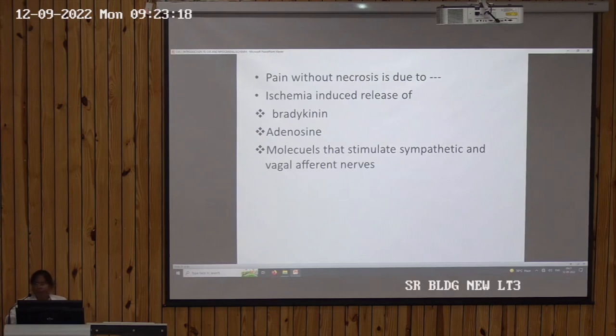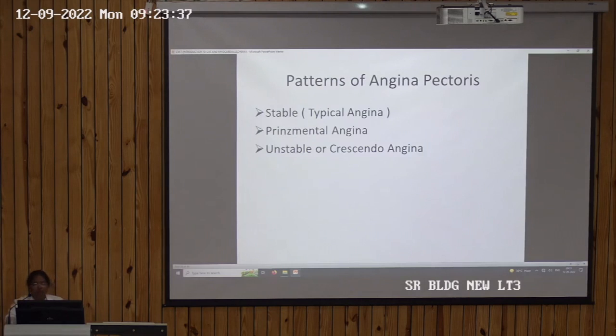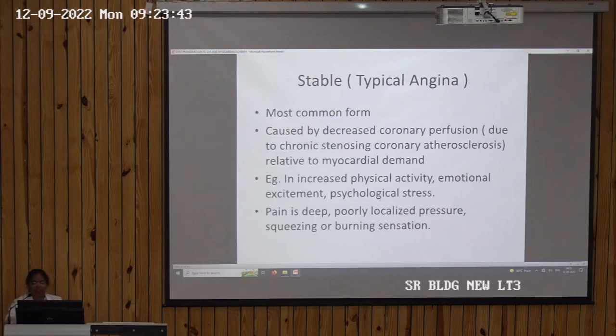But pain occurs. Why does the pain occur without necrosis? Pain occurs because of release of bradykinin and adenosine and few molecules that stimulate the sympathetic and the vagal afferent nerves. So there is pain even without necrosis in angina. Now, the angina pectoris may present in three forms: the stable or the typical angina, prinzmetal, and unstable or crescendo.